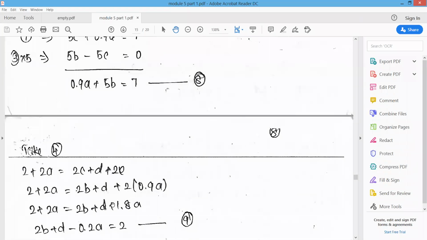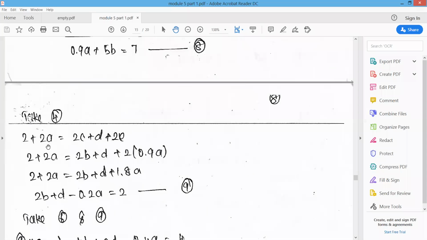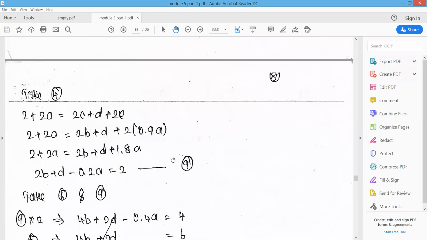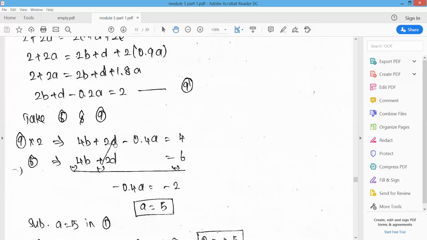Then take equation 4. So 2 plus 2A is equal to 2C plus 2D plus 2E. Instead of E, you substitute 0.9A. After solving, you will get 2B plus D minus 0.2A is equal to 2. Now take equation 6 and 9. You will get 4B plus 2D minus 0.4A is equal to 4. So ninth equation into 2 minus sixth equation. So minus 0.4A is equal to minus 2. So you will get A.